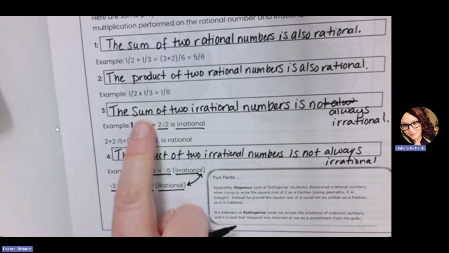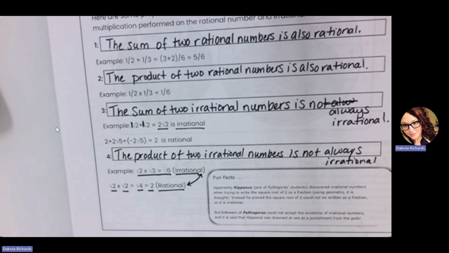When you are adding or when you're multiplying with two irrational numbers, you just have to see what it is. You have to do the math and see, okay, is my result rational? Is my result irrational? So it just depends. All right, so let's do some examples. We're going to turn the page over.